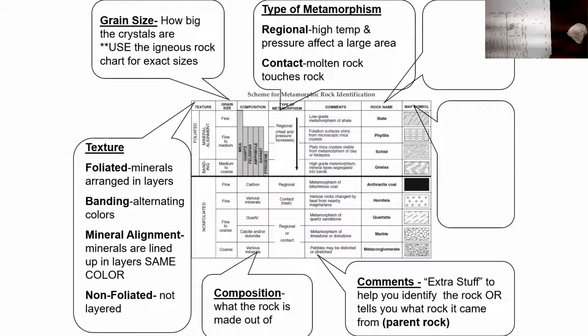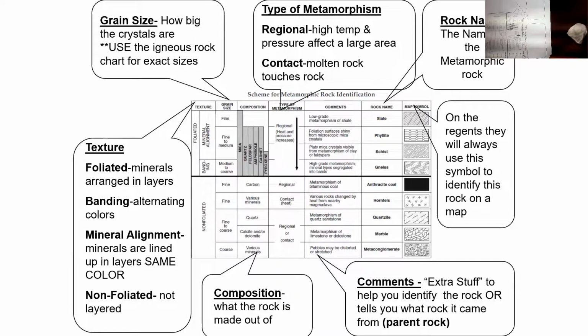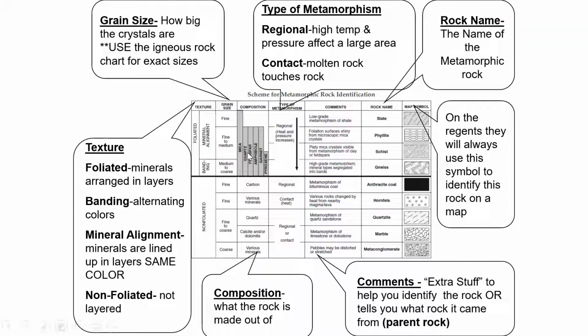The last two bubbles are super easy. We got the rock name and the map symbol. What does it say? On the regents, they will always use this symbol to identify the rock on the map. Again, just like with the sedimentary, you can ignore this group until a couple months from now. Just remember that map symbol does not show what it looks like.